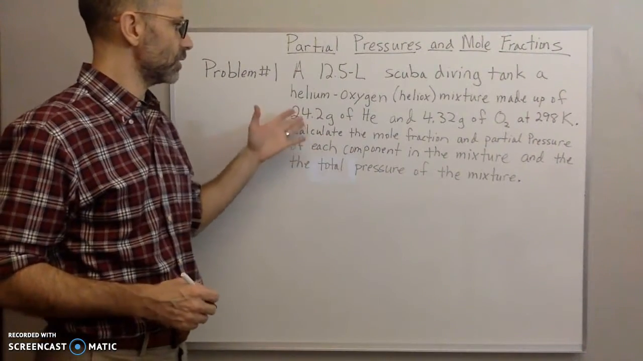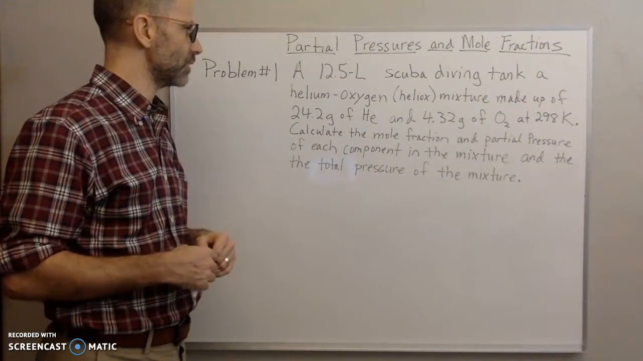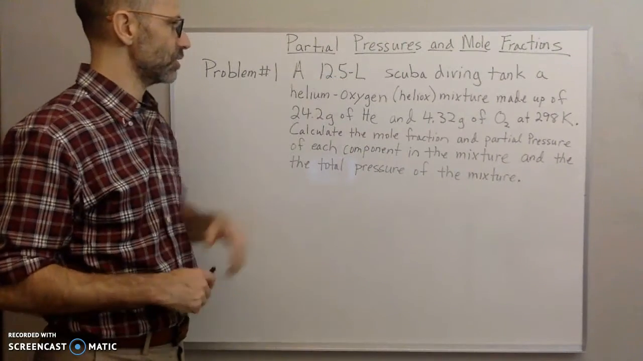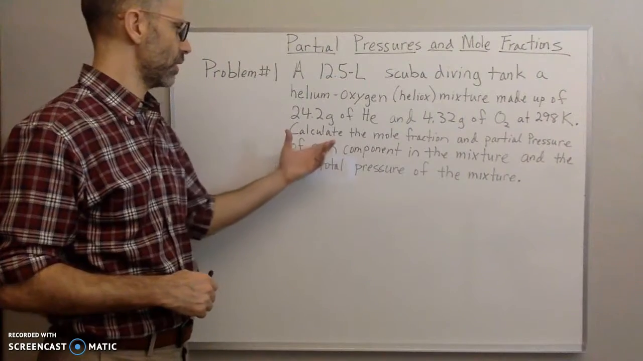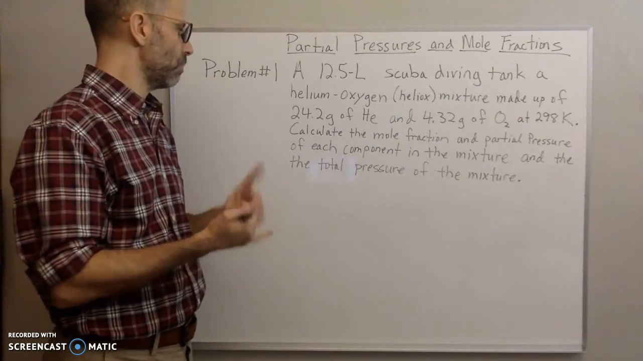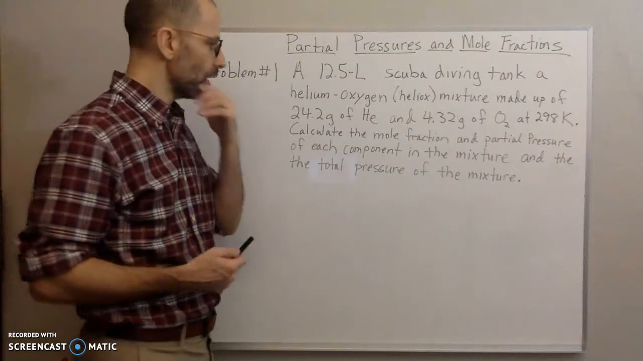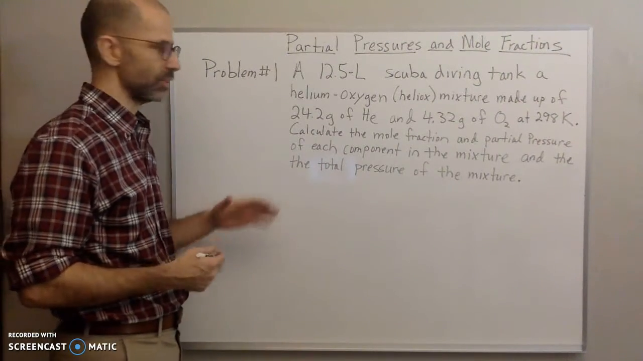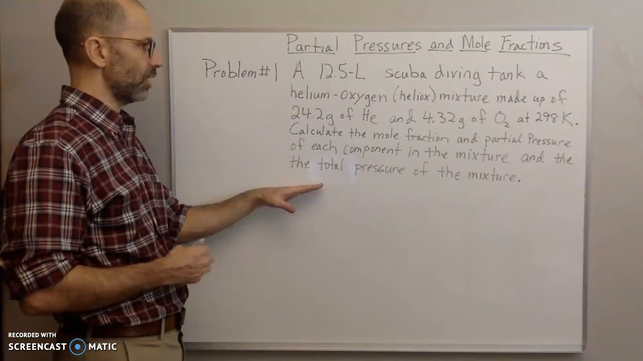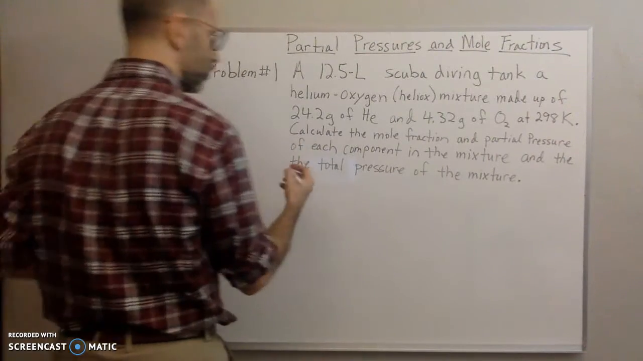They give us the masses of oxygen and helium in the scuba diving tank. They give us the liters, the volume of the tank. They give us the temperature, and they want us to give the mole fractions, partial pressures, and the total pressure. So again, you're going to start out the same way. You have to get the mole fractions of the gases, so we're going to do that.